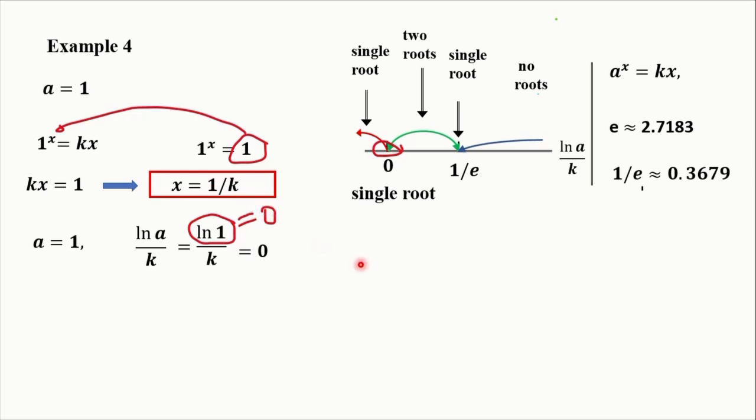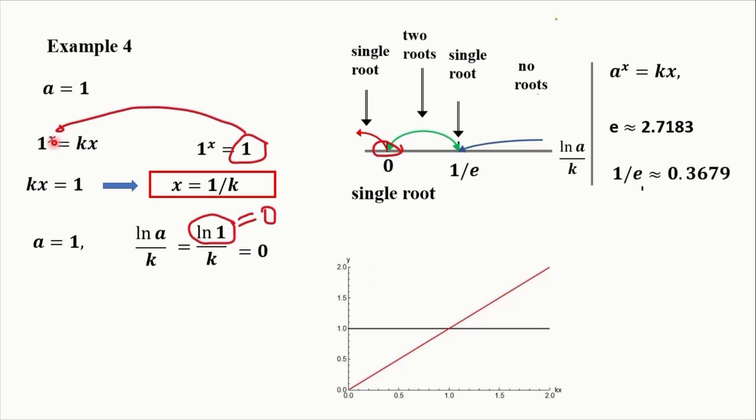Graphically, we can illustrate this solution if we plot the left and right-hand sides of this equation. These are two straight lines which intersect at one point, which corresponds to x equals 1 over k. I would like to draw your attention that here it is kx on the horizontal axis, not x.